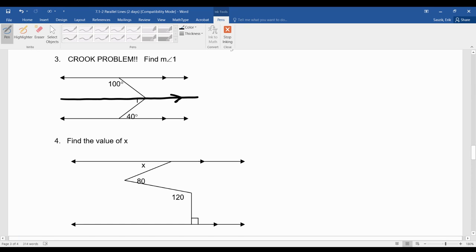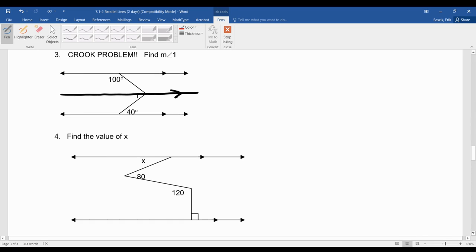Now we have to find angle 1. Angle 1 was this entire angle, but what we're going to do is break that angle up into pieces. We're going to work with what we know. Hey, these are parallel. These are same side interior angles. So if that's 100, that must be 80. These are alternate interior angles. If that's 40, this must be 40. So angle 1 must be 120 degrees.